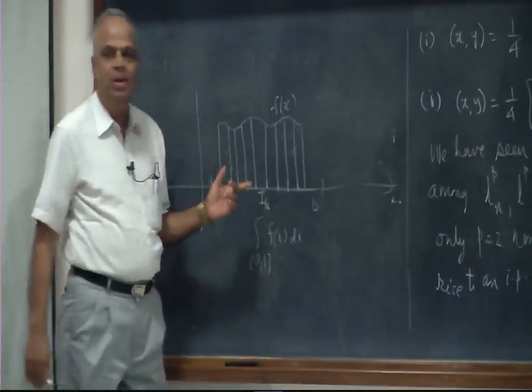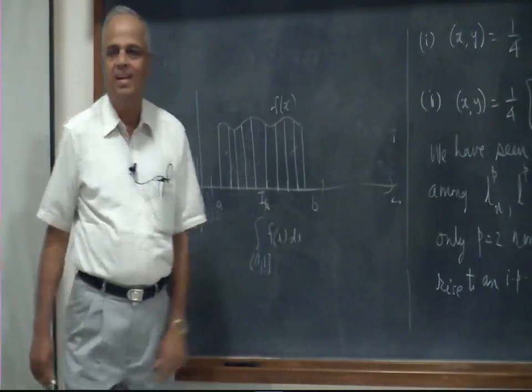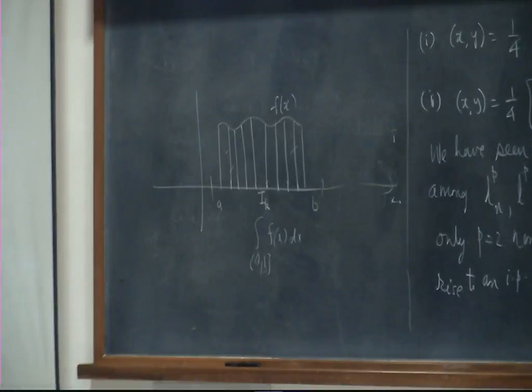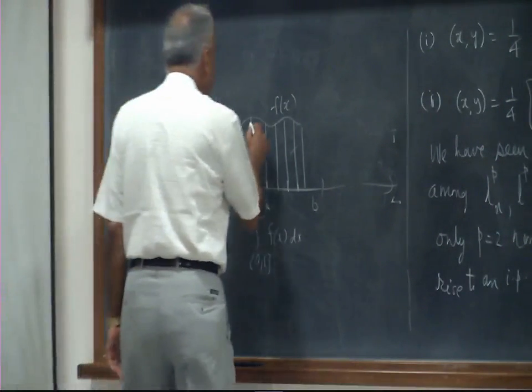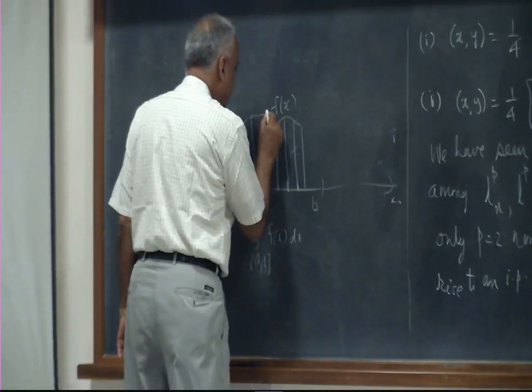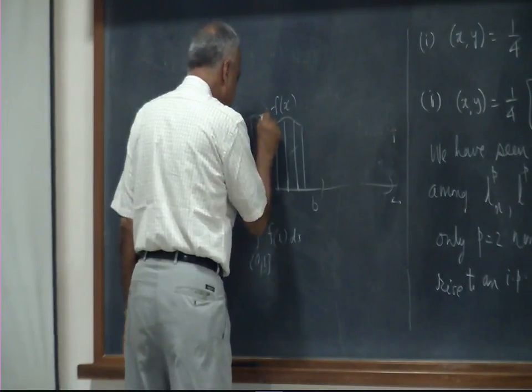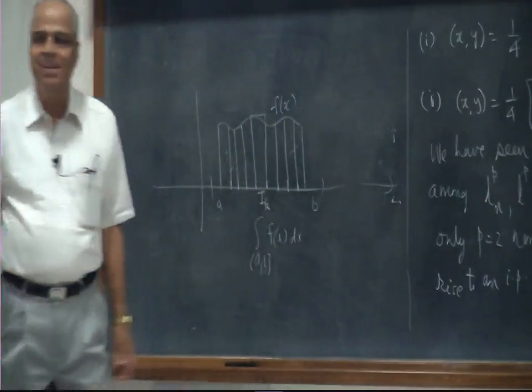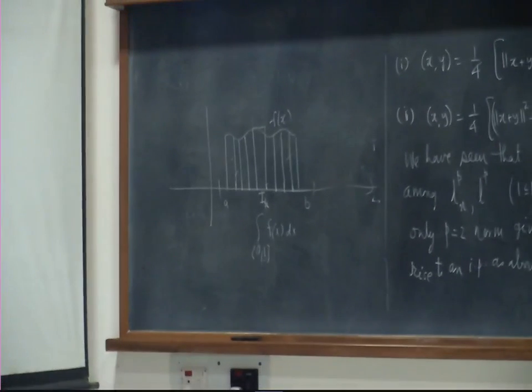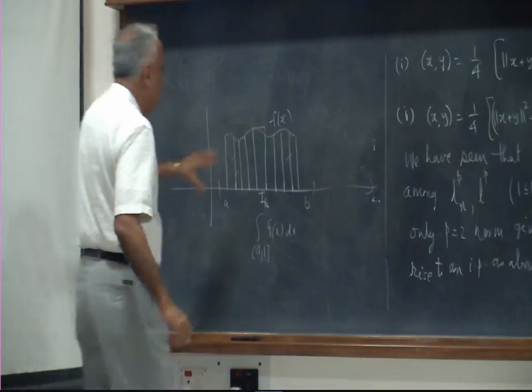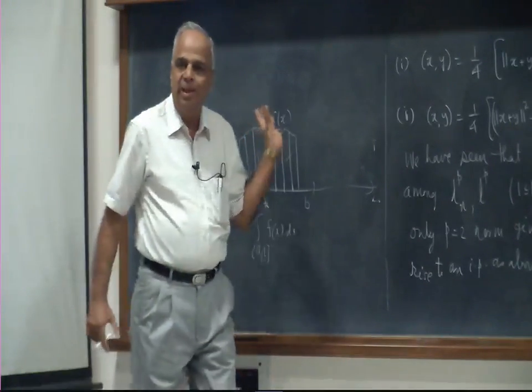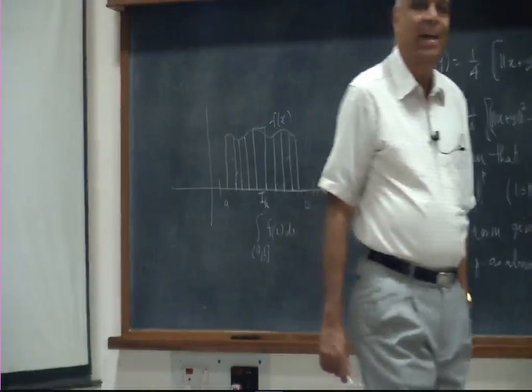He said, I don't know what the area is because there is a curved thing here. Well, what I will do is, I will overestimate and I will do an underestimation. So what he did was, he replaced the value of the function by the highest value in that interval, and then put that rectangle. So this rectangle becomes an overestimate of the area that he was trying to calculate.